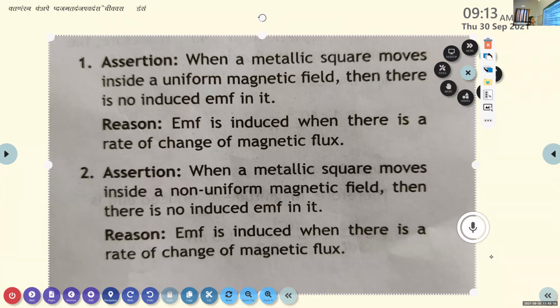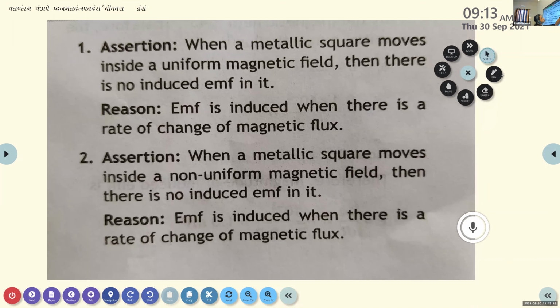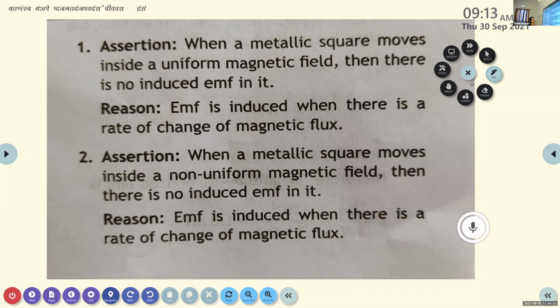Incorrect. Assertion is incorrect, because when a conductor moves inside a uniform magnetic field, then the magnetic flux associated with it changes. It surely induces an EMF inside this conductor. But here they are saying there is no induced EMF in it, so it is incorrect. Okay, then what about the reason? EMF is induced when there is a rate of change of magnetic flux. Correct. It is correct.